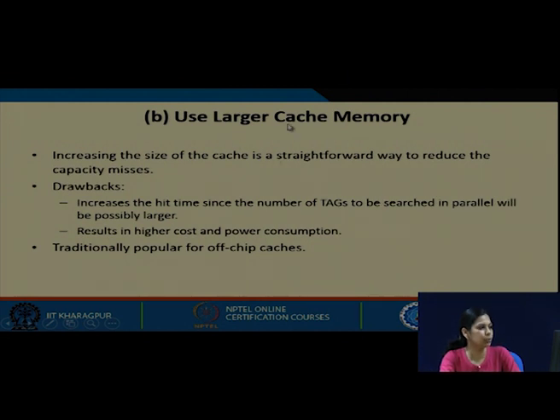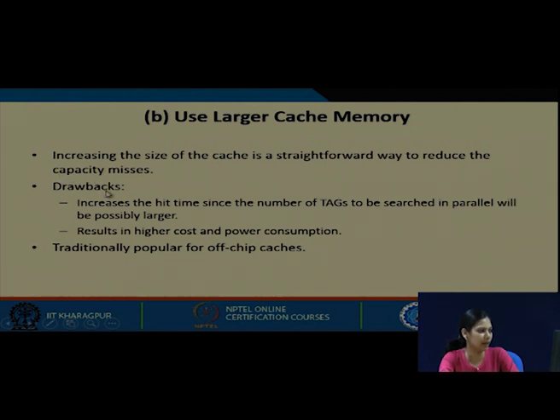Next is to use larger cache memory. If you have larger cache memory, then it will be easy. So, let us see how it can improve. Increasing the size of the cache is straightforward. We are saying that we will have a larger block size. If the cache memory is bigger, that obviously will help. So, it is a straightforward way to reduce the capacity misses.